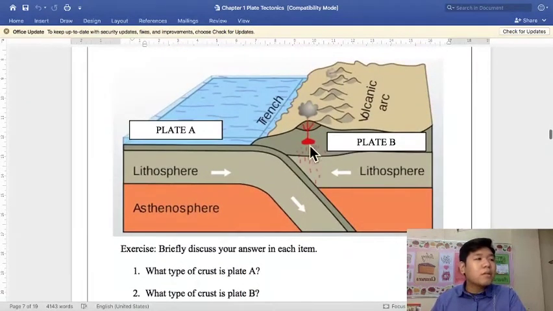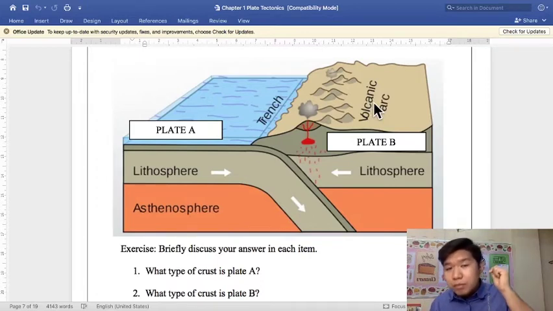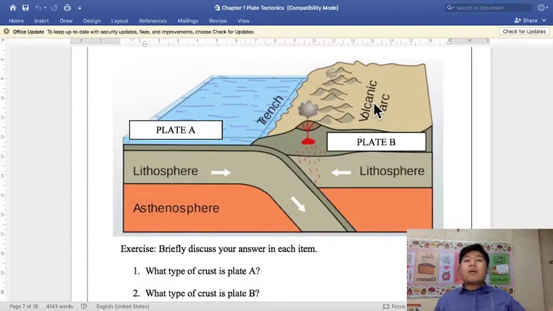This here, what is the landform formed on plate A? This here is already in the picture. It's called a volcanic arc. Sir, what is a volcanic arc? A volcanic arc is a series of volcanoes formed due to the subduction of an oceanic crust beneath a continental crust. Or in other words, volcanic arcs are just usually a series of volcanoes.